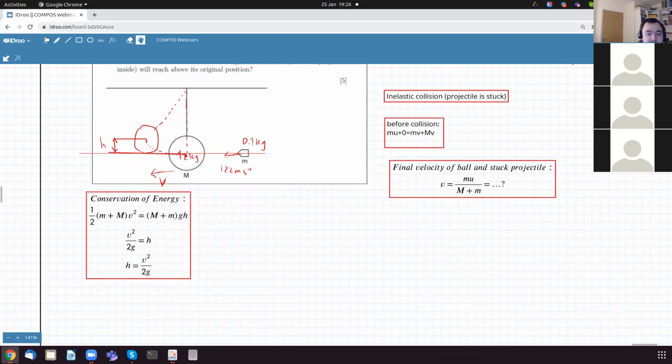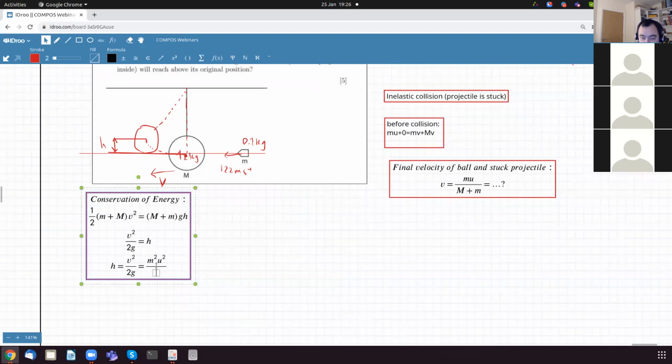So from here, I just need to substitute v squared. So it's going to be m squared u squared divided by 2g (m plus m) squared. You don't have to use this method, but I like to keep it neat until the very end in letters.